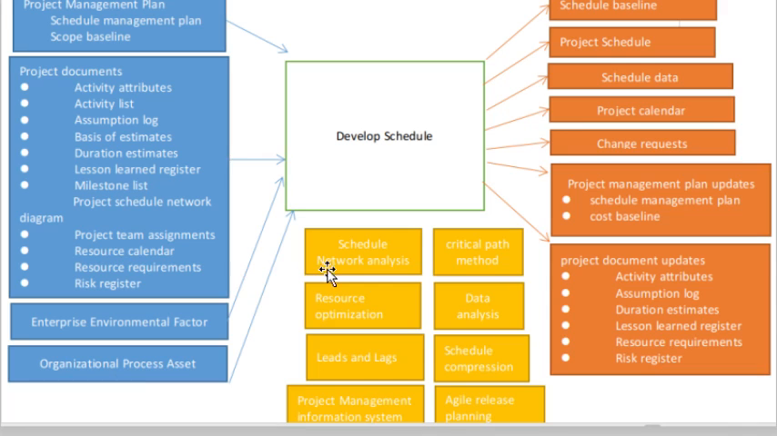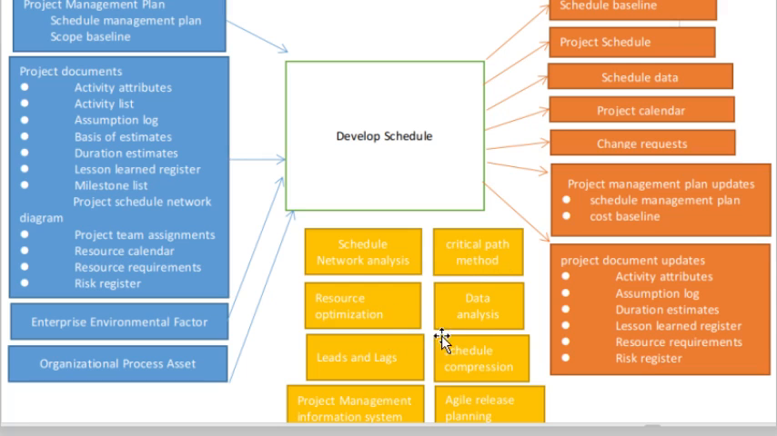Then the tools and techniques which we use. First one is the schedule network analysis, in which we analyze the schedule. Then the critical path method. Critical path method means the longest path of the project. The activities on the critical path cannot be delayed. If those activities are delayed, the overall project will definitely be delayed.